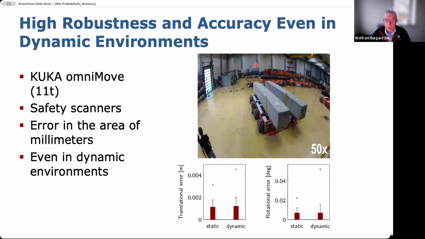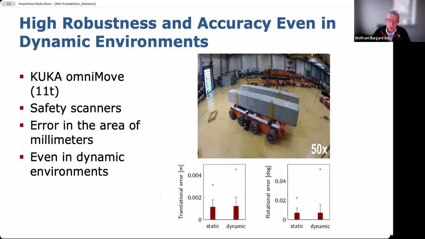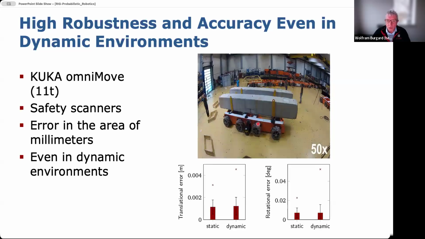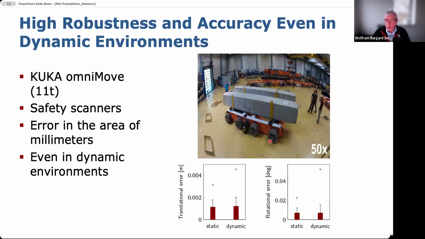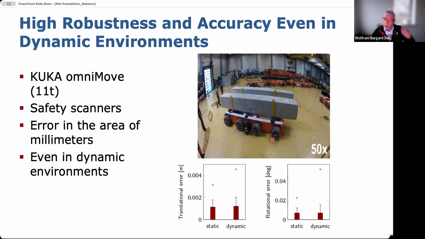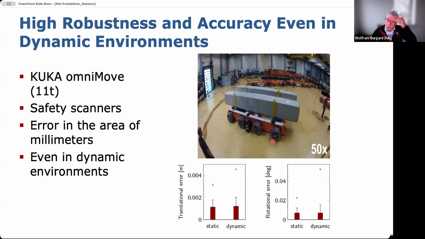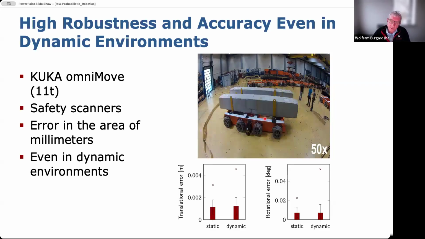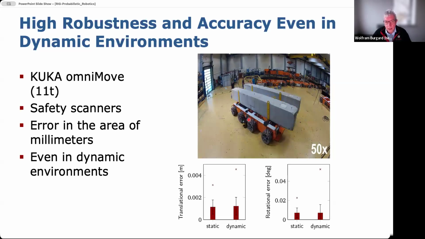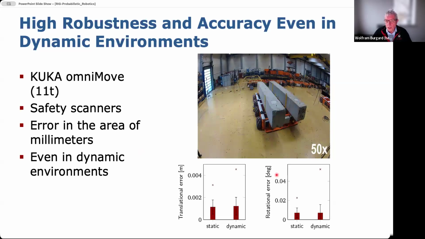And here is something that we showed a few years ago when we used this KUKA 11-ton OmniMove system in typical factory floors. It was an application where we were supposed to transport 777 fuselages through the construction sites in Seattle in the US.